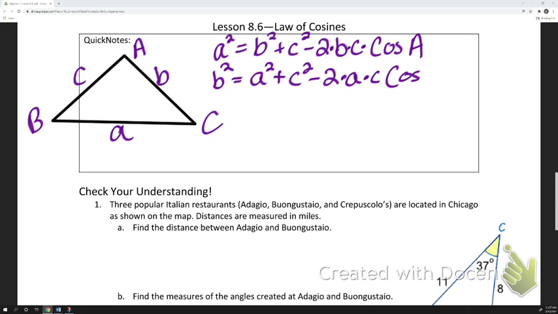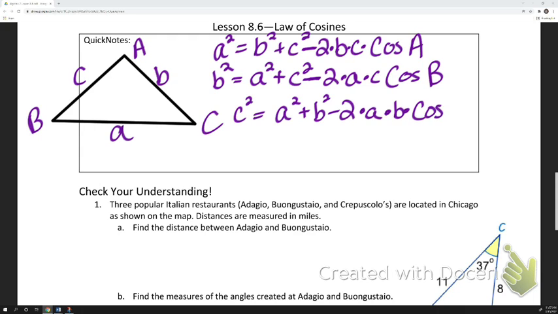This would be cosine of angle what? B. Minus that. And then c squared would be equal to a squared plus b squared. So all of these equations will help us, depending on what we know, what we start with in the triangle, we can find the side, or if we know all the sides, we can find the angle, and we'll practice this.